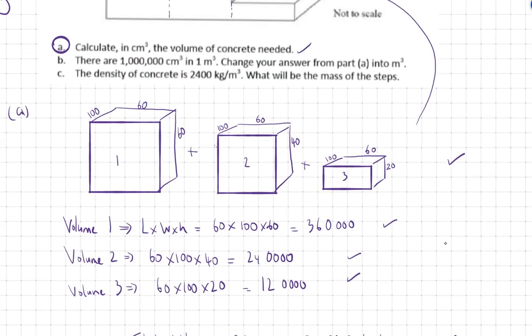Now the last question. We've done this one, circle this one, put a tick there. The density is given to us, which is this much, in kilograms per meter cubed. So therefore the volume must be in meters cubed. What is the mass of the steps?